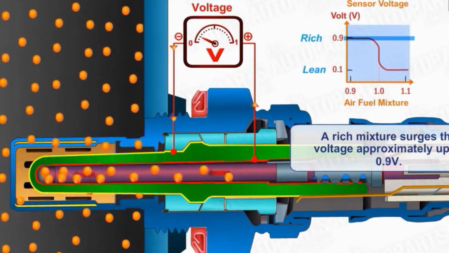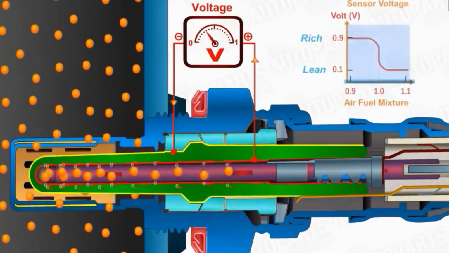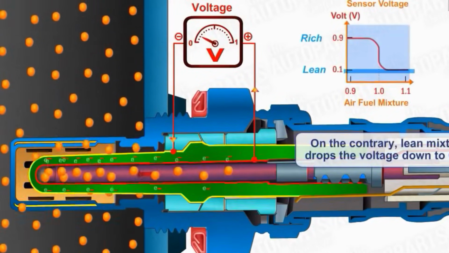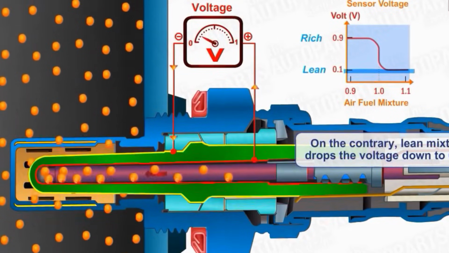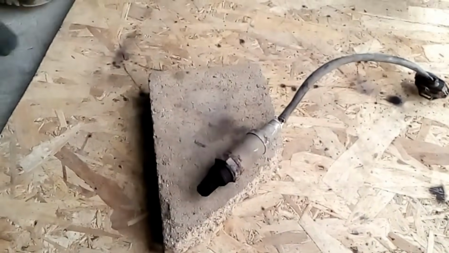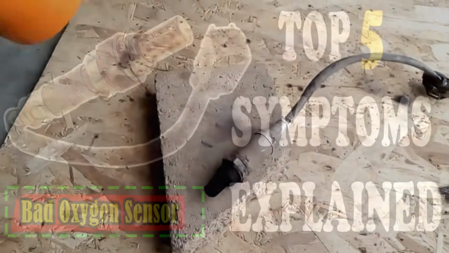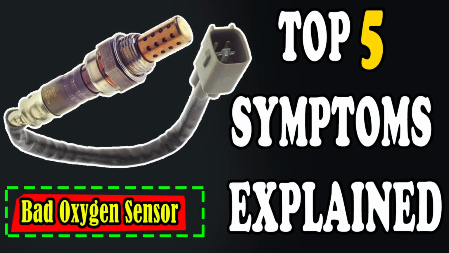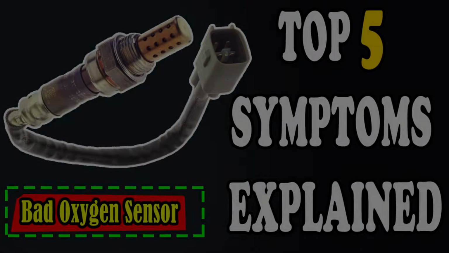If you notice that the sensor does not respond when pressing the accelerator pedal, or if the sensor signal appears as a flat, steady line with no fluctuation, this clearly indicates a failed sensor that must be replaced. We previously published a dedicated video covering all oxygen sensor failure symptoms. You'll find the link in the description below.